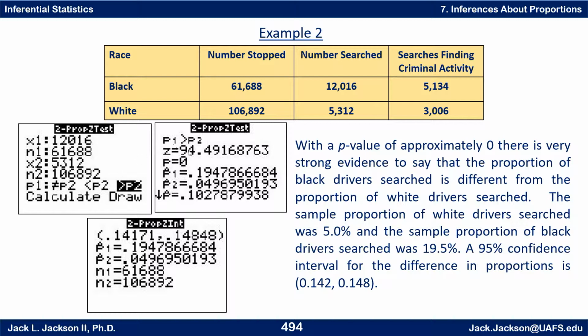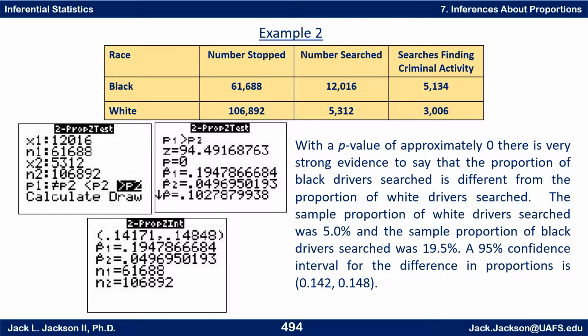Choose calculate. It returns a z-value of 94. 94 is ridiculously high for a standard normal distribution. And so it returns a p-value of 0. It's so small, it can't even say 10 to some negative power. It's 0 for probably hundreds of digits. So it's extremely strong evidence to say that there is a difference in proportions. In fact, the proportion of blacks that were searched, of the ones that were pulled over, is over 19%, and it's less than 5% for whites.